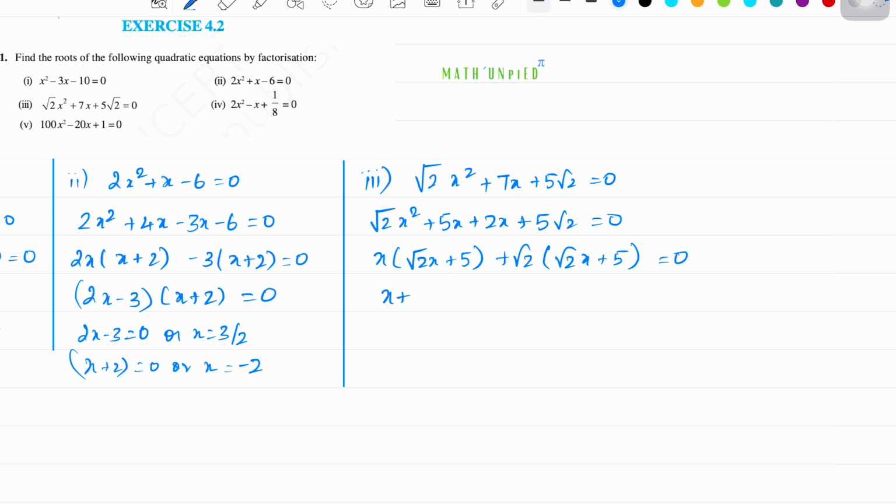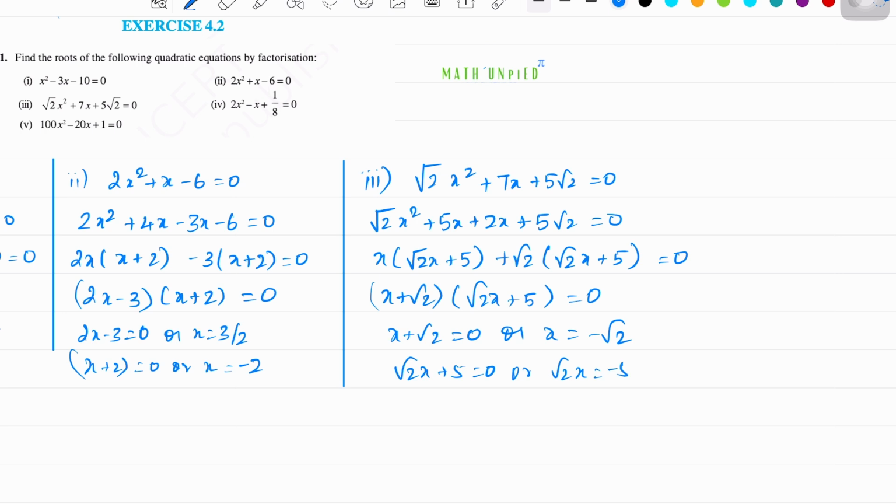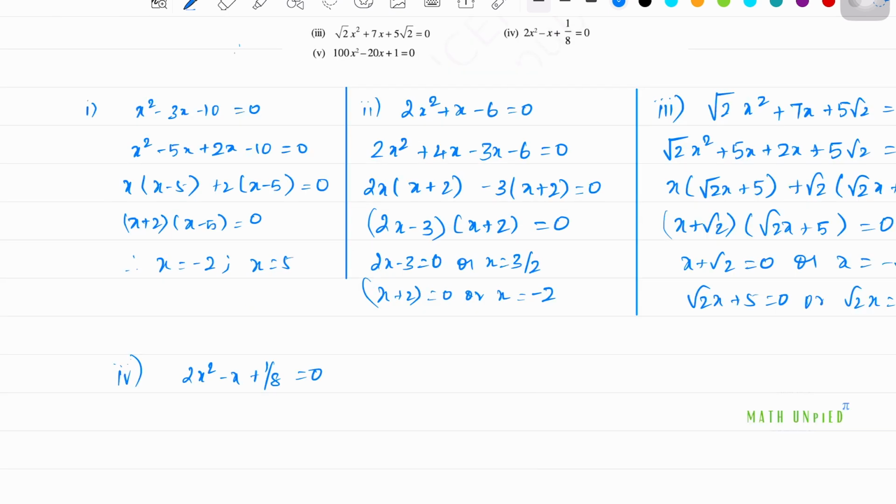This will be x plus root 2 times root 2 x plus 5 equals 0. So x plus root 2 equals 0, or x equals negative root 2. Root 2 x plus 5 equals 0, or root 2 x equals negative 5, which means x equals negative 5 over root 2. So these are the two values. Now let's move on to the fourth one.